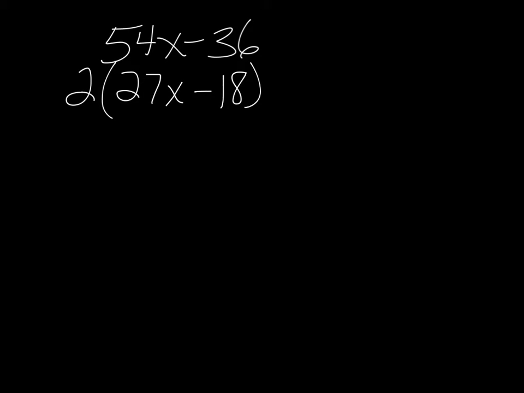Now I can look at 27 and 18 and say, oh, well, I know that 9 goes into both of these. So I would write 2 times 9 outside the parens. 9 goes into 27 3 times, minus 9 goes into 18 2 times, and I'm done. I would have to write, rather than 2 times 9, I want you to write this as 18, of course. And that's my problem. So 18 is the greatest common factor.